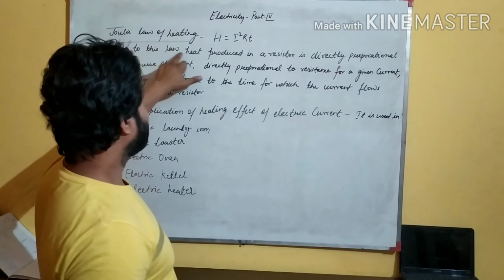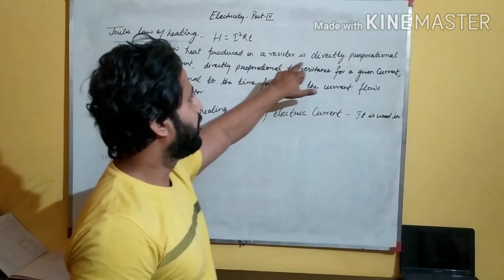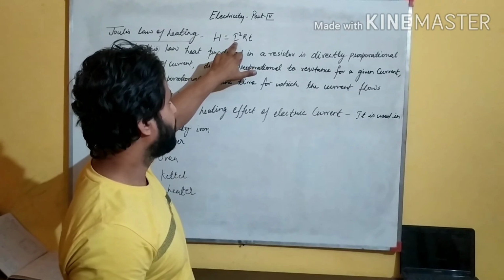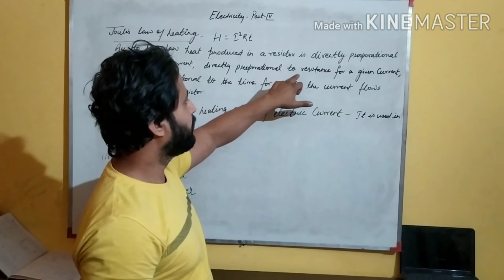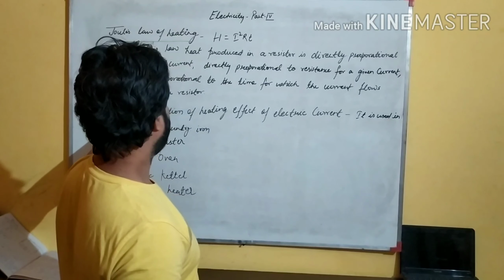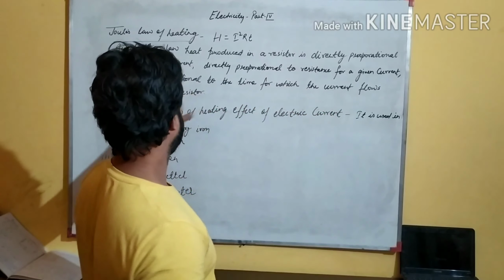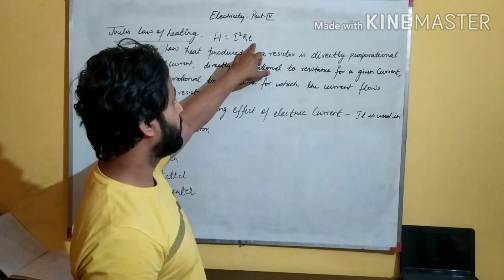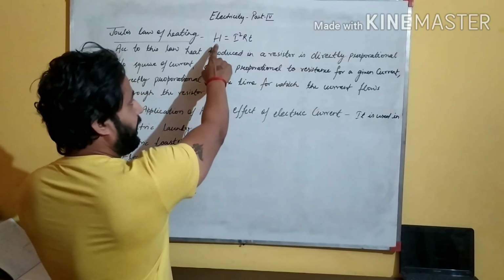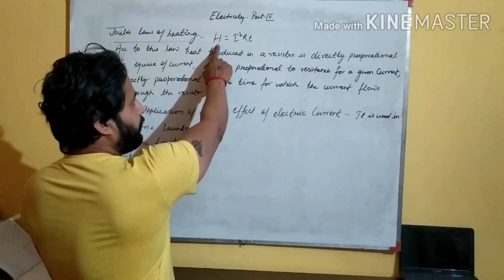Right? According to this law, heat produced in a resistor is directly proportional to square of current. That means H is directly proportional to I square, directly proportional to resistance R, and directly proportional to the time for which the current flows through the resistor. So H is directly proportional to T, right? I repeat, according to Joule's law of heating, heat produced is directly proportional to square of current, directly proportional to resistance, and directly proportional to time, right? So this is Joule's law of heating.